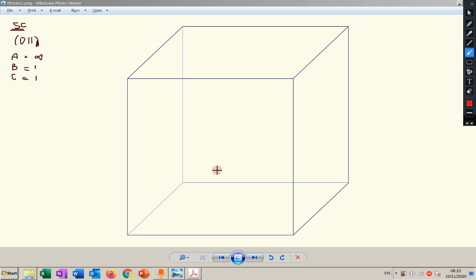We're going to use them to draw the plane. This is the x-axis, this is the y-axis, and this is the z-axis. So let's specify A, B, C. We don't have A because it's infinity, so it's parallel to the x-axis. The intersection on the y-axis is at 1, which will be here. And the intersection with the z-axis is at 1, which is this corner, 1 unit on the z-axis. So we will connect those two together.